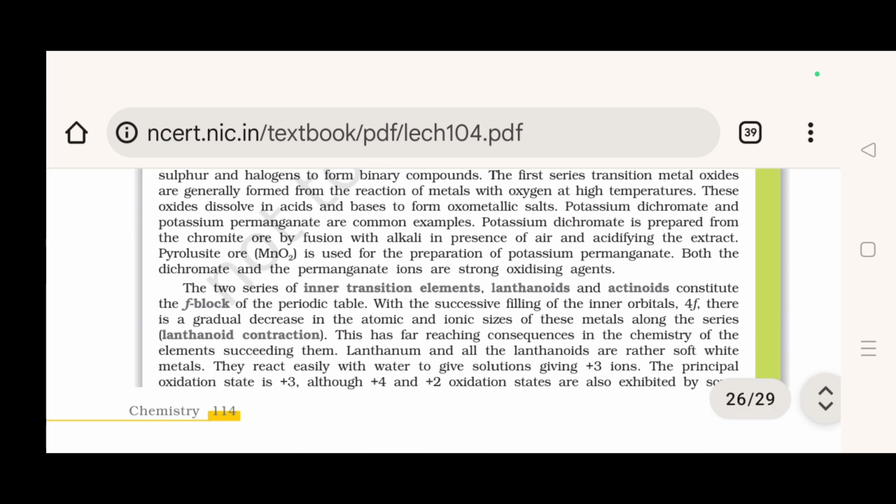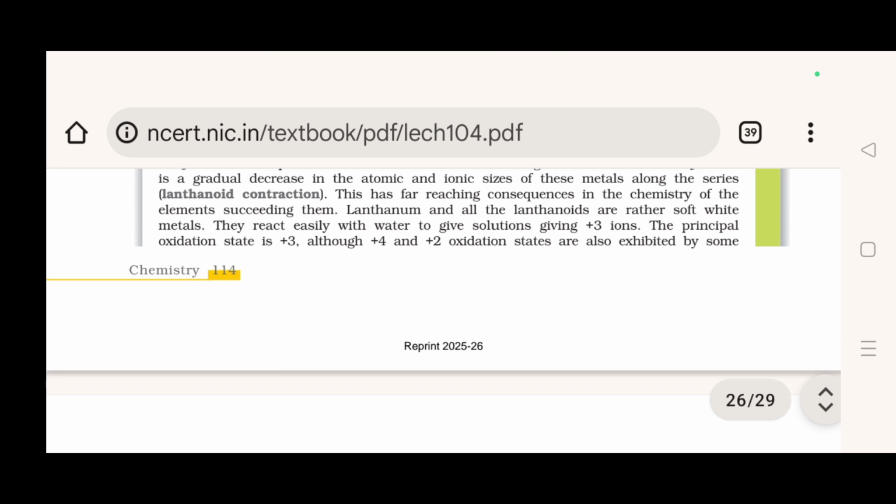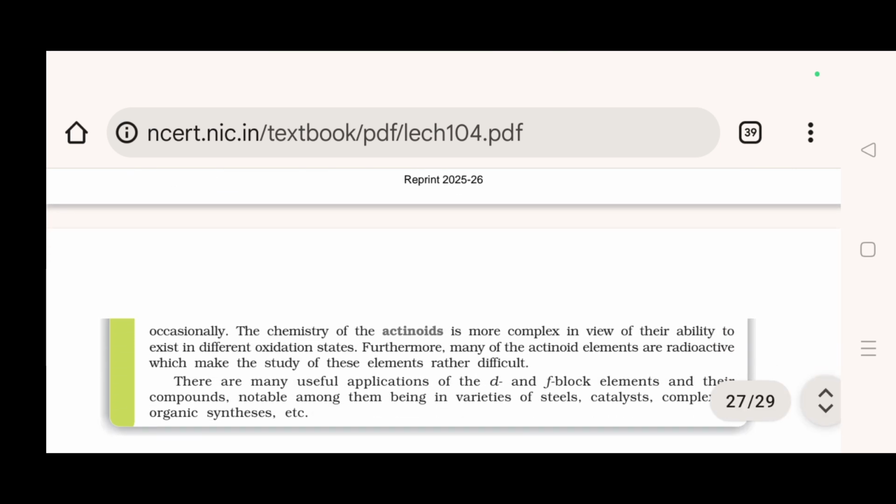The two series of inner transition elements, lanthanoids and actinoids, constitute the f block of the periodic table, with the successive filling of inner 4f orbitals. There is a gradual decrease in the atomic and ionic size, which is known as lanthanoid contraction. This has far-reaching consequences in the chemistry of the elements succeeding them. Lanthanum and all the lanthanoids are rather soft white metals. They react easily with water to give solutions containing +3 ions. The principal oxidation state is +3, although +4 and +2 oxidation states are also exhibited by some occasionally.